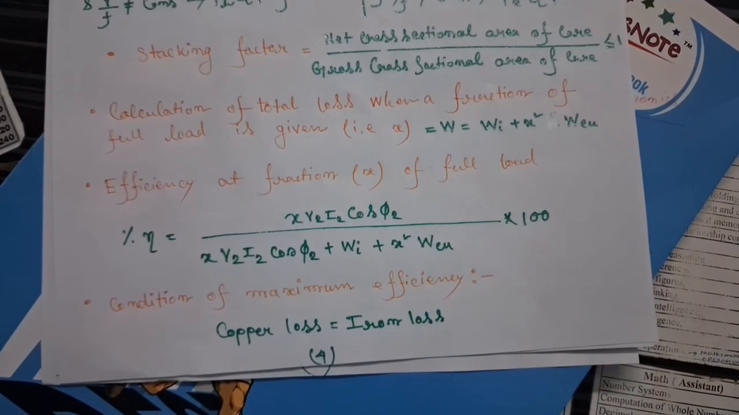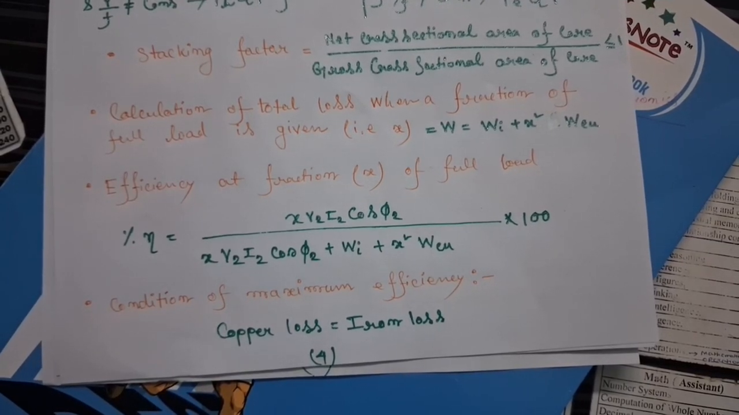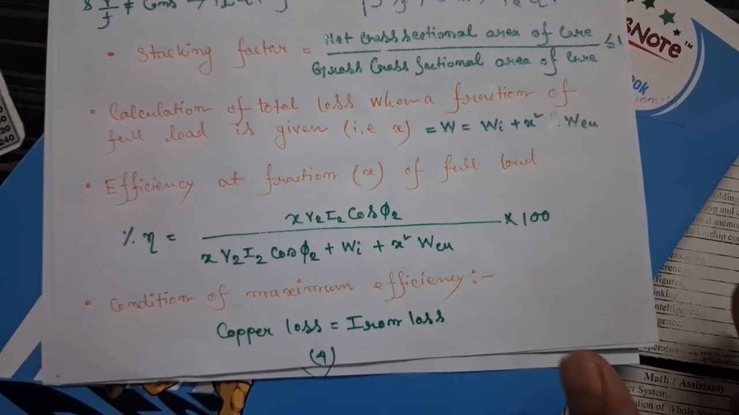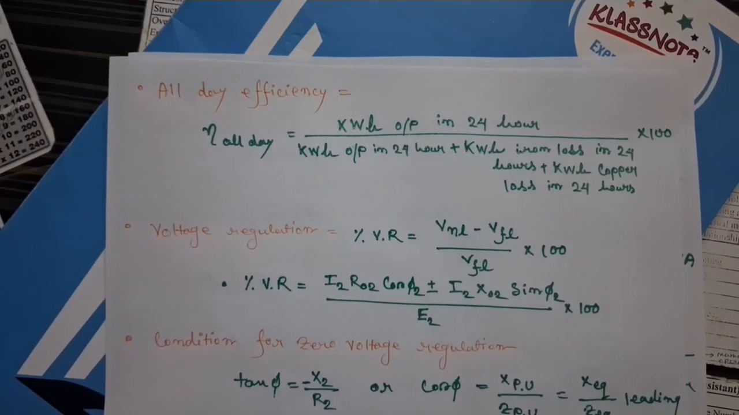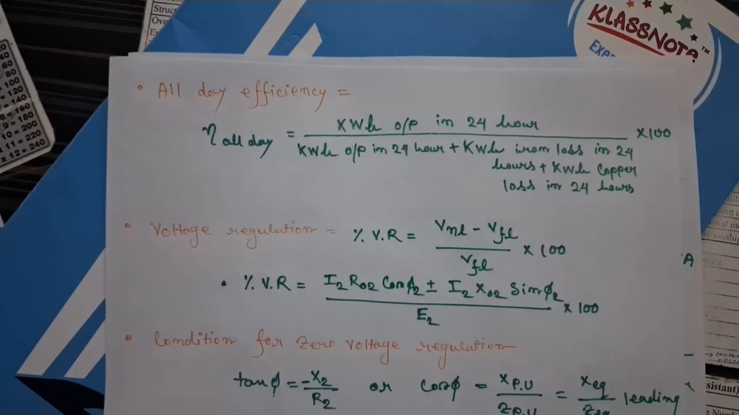Then you have to remember the condition of maximum efficiency. The condition of maximum efficiency is copper loss equal to iron loss. Next, you have to remember the all-day efficiency. All-day efficiency is equal to kilowatt hour output in 24 hours divided by kilowatt hour output in 24 hours plus kilowatt hour iron loss in 24 hours plus kilowatt hour copper loss in 24 hours, into 100.